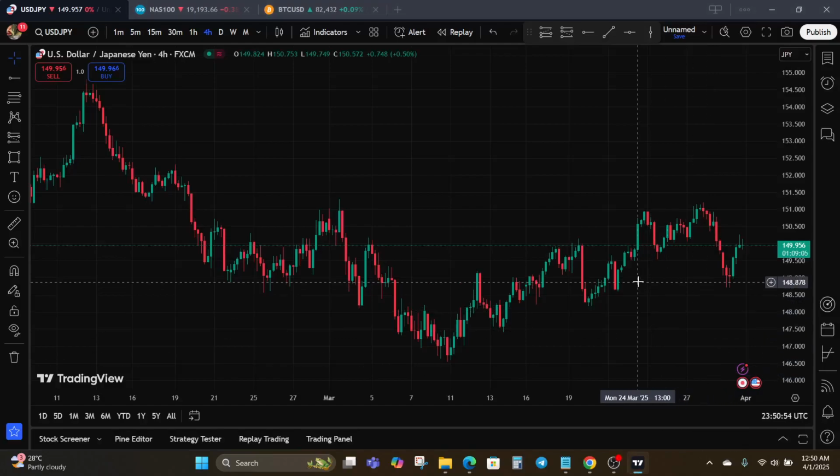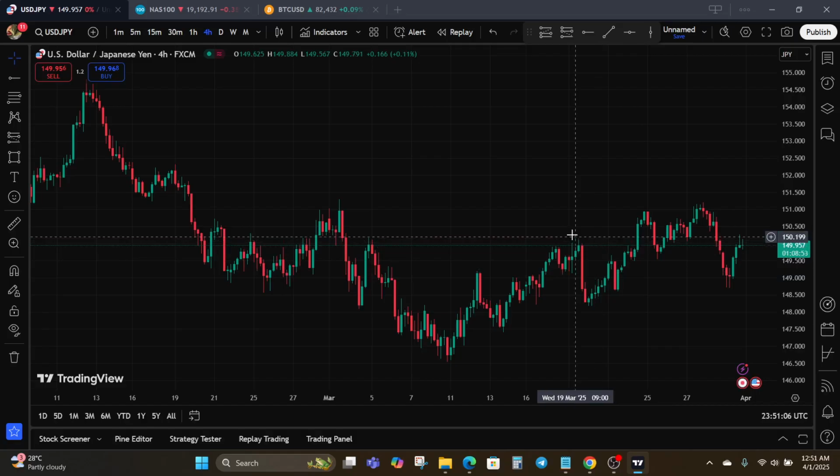Hello traders, are you tired of getting caught in false trend reversals? Well, the super trend indicator is great, but what if I told you that there is a way to make it even better?